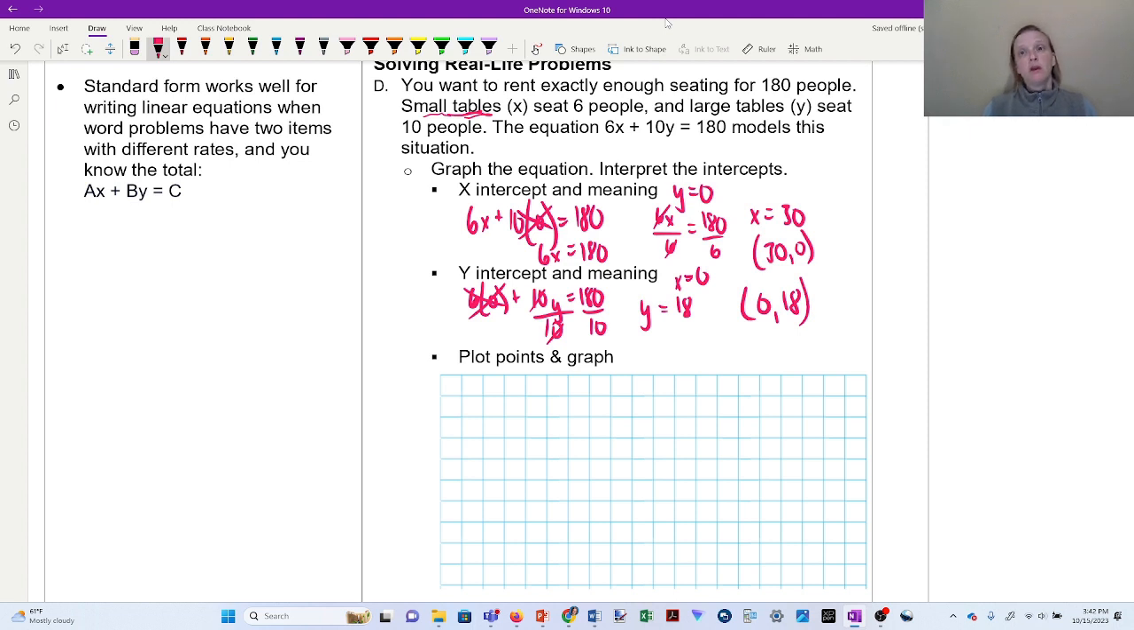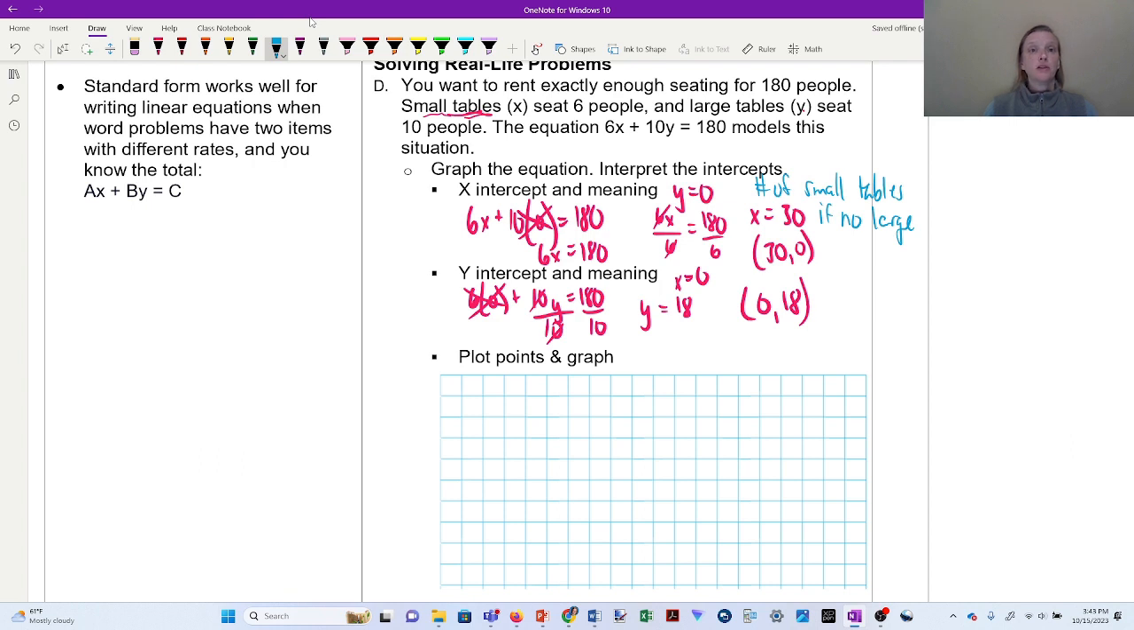Given that information, I now have enough to draw a graph because I only need 2 data points to draw my graph. Before I do, though, I'm also going to interpret the meaning of these intercepts. So y represents large tables. When y equals 0, I have no large tables. I only have small tables. So the x-intercept tells me the number of small tables when there are no large tables, if no large tables.